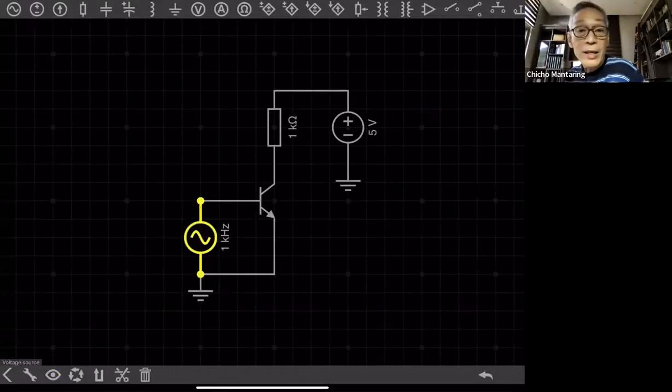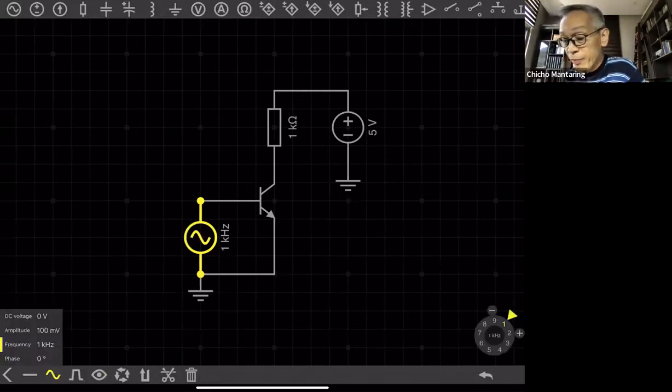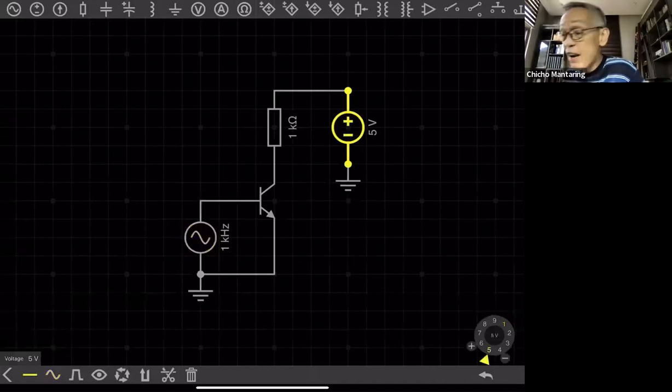So this is just a voltage source, no? That voltage source, the amplitude, as you can see, is 100 millivolts, meaning to say it goes positive 0.1 volt and goes negative 0.1 volt. So the peak-to-peak value of this voltage source would be 200 millivolts or 0.2 volts. And I chose it to have a frequency of 1 kilohertz. So that's my voltage source. Wala siyang DC component. That's why you see DC is equal to 0. Then this is VCC. VCC is 5 volts.